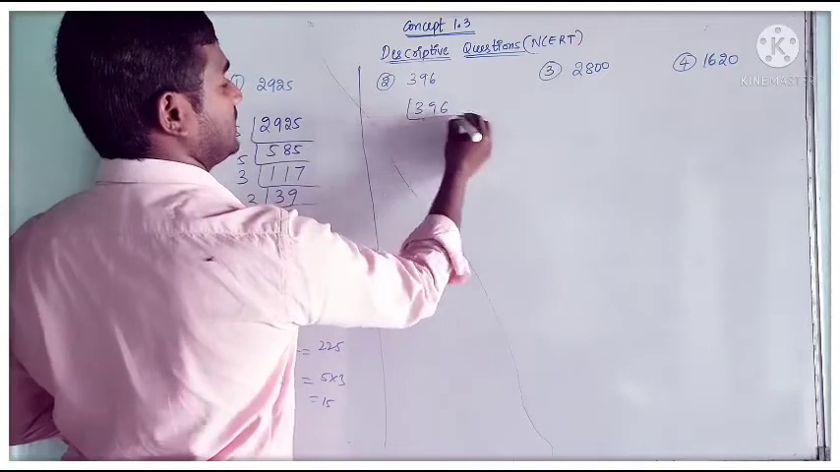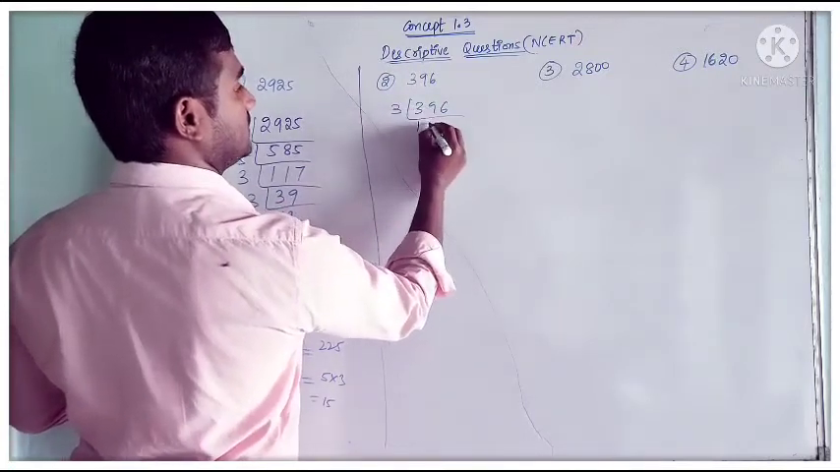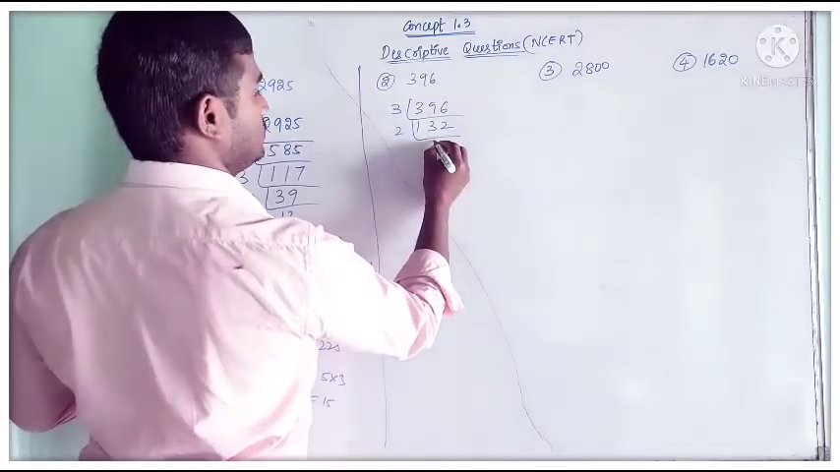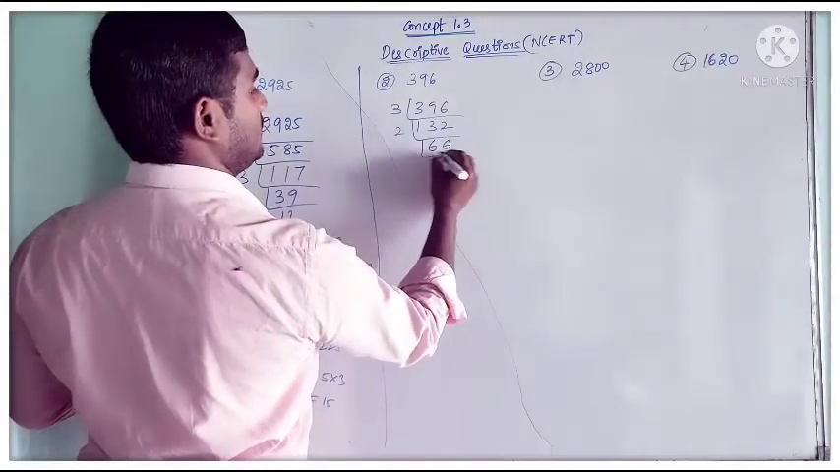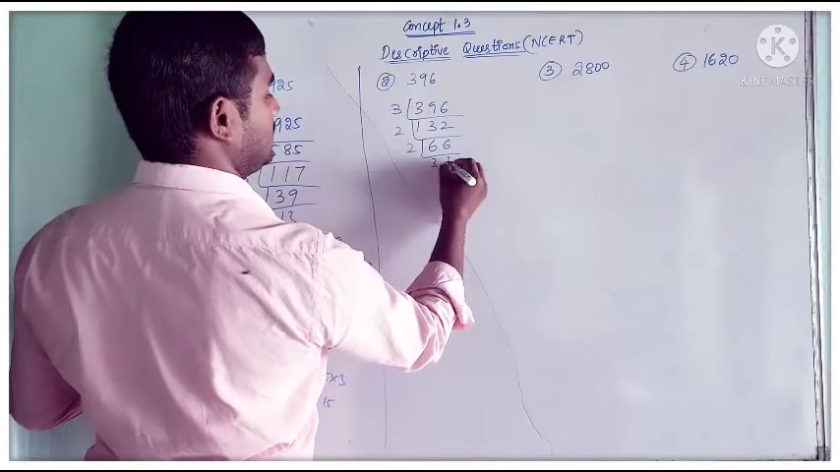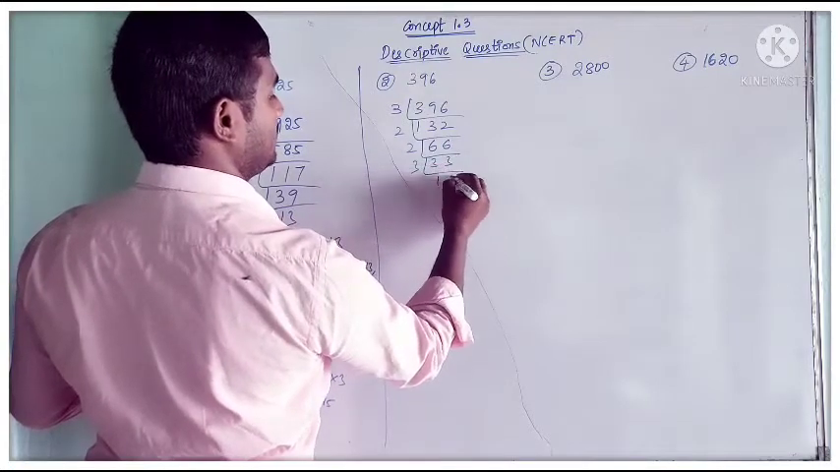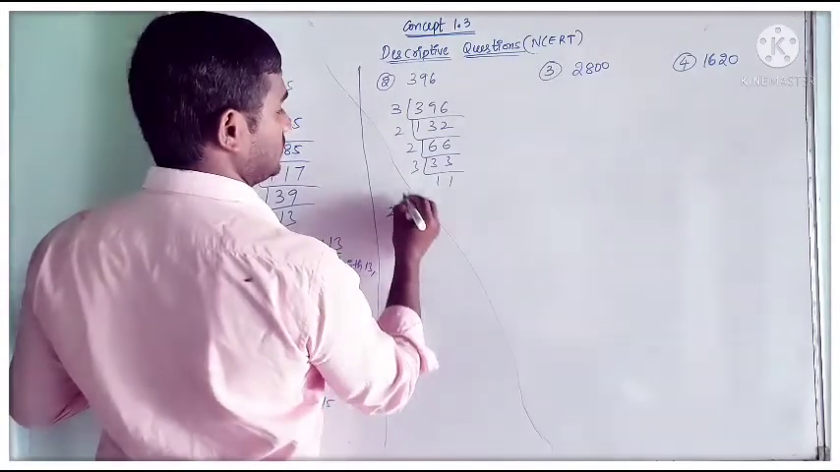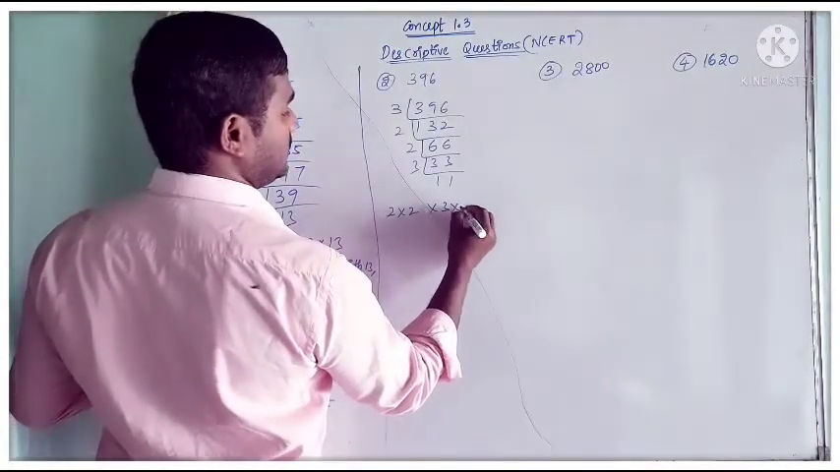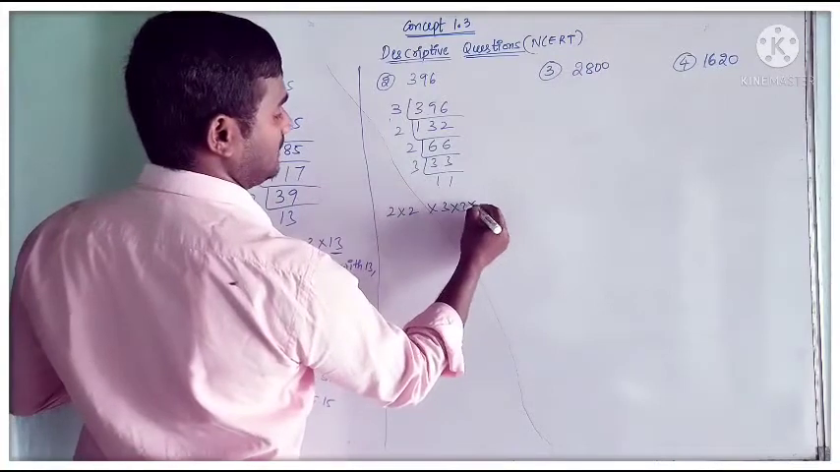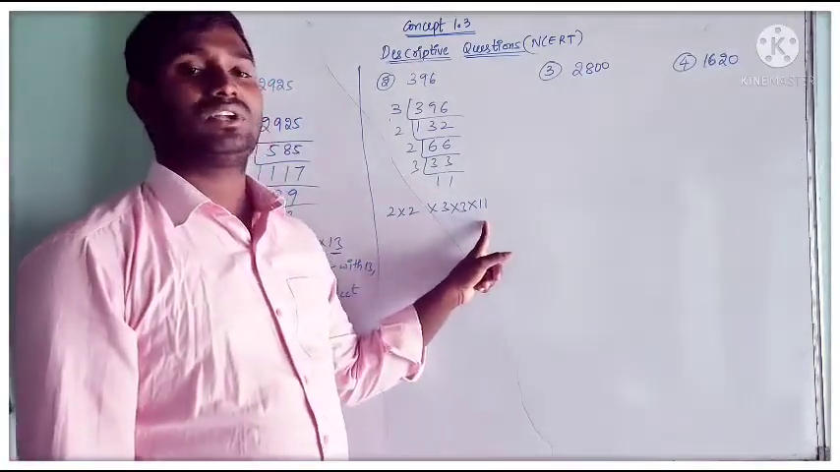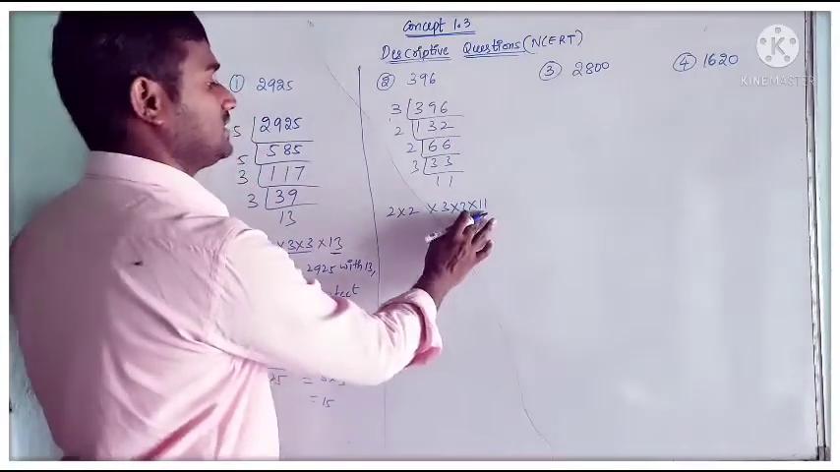396 prime factorization. 3 ones are, 3 threes are, 3 twos are. Next, 2 table. 2 6s are 12, 2 6s are. Next 2, 3s are, 3s are. Next 3, 11s are. Prime factorization you can write. So write these similar numbers together: 2 into 2 and 3 into 3. We have 2 3s. Yes. What is the leftover? What is the single prime factor we have? 11. Okay. So 11 is the unpaired number.